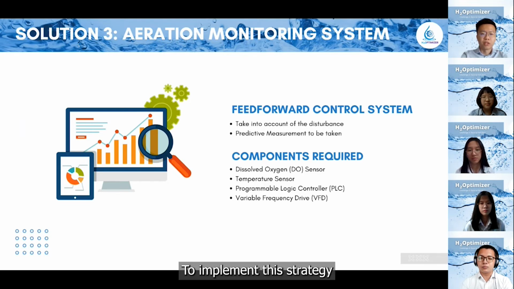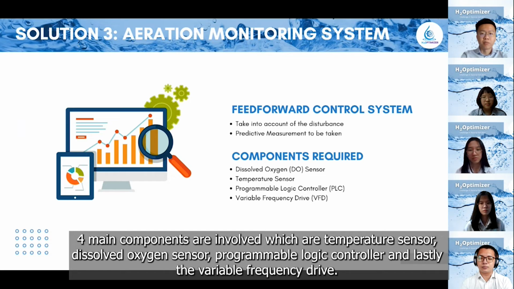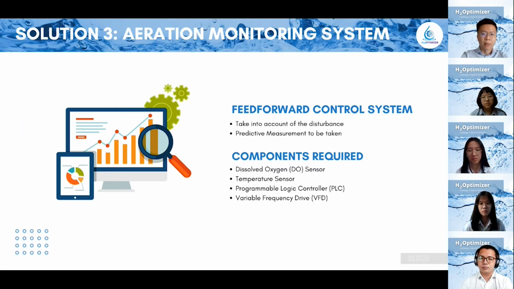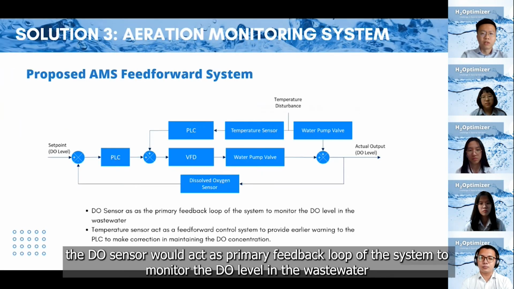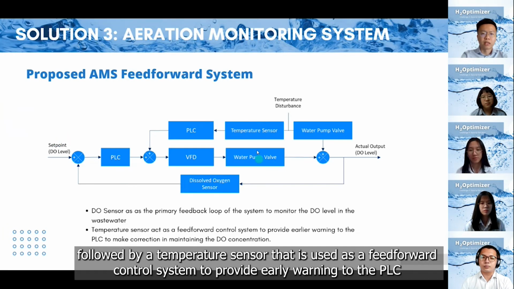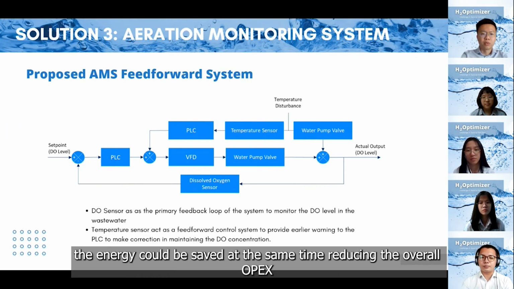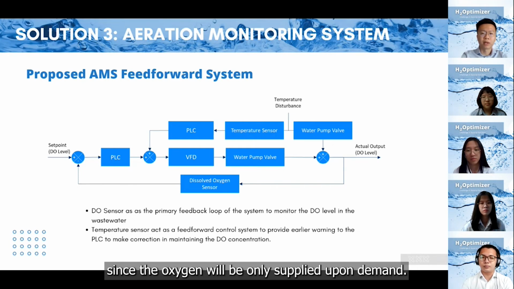To implement this strategy, four main components are involved, which are the temperature sensor, dissolved oxygen sensor, programmable logic controller, and lastly, the variable frequency drive. In the feedforward system, the DO sensor would act as the primary feedback loop of the system to monitor the DO level in the wastewater, followed by a temperature sensor that is used as a feedforward control system to provide early warning to the PLC. With this implementation, the energy could be saved while at the same time reducing the overall OPEX since the oxygen will be only supplied upon demand.